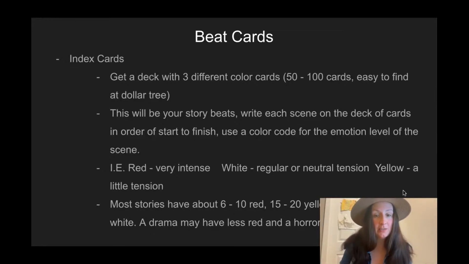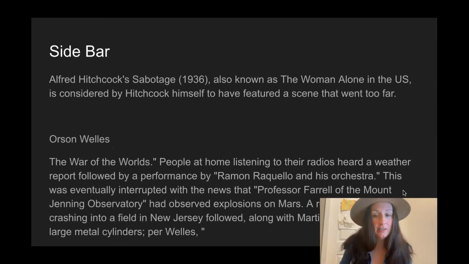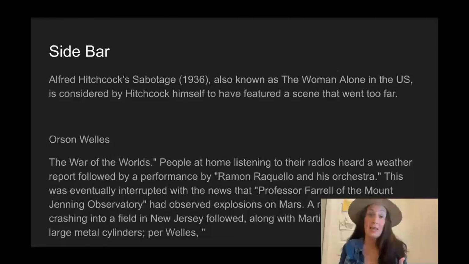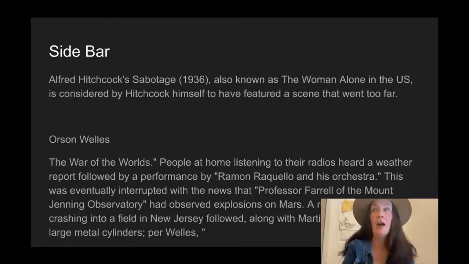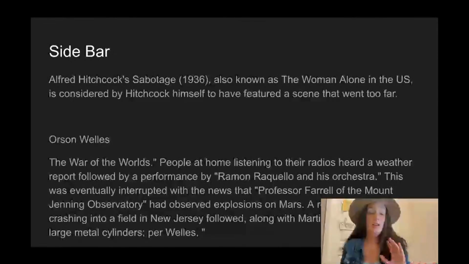Oops, I'm in the wrong screen here. Okay. So, on a sidebar, Alfred Hitchcock did the movie Sabotage in 1936, and when it played in the movie theater, people tripped out. There were people running out of the theater, there were people scared and angry and outraged because he played with the idea of a ticking bomb. Quite literally, the audience knew that there was a bomb on the subway, and none of the characters knew. And in the end, he let the bomb go off and the character dies.